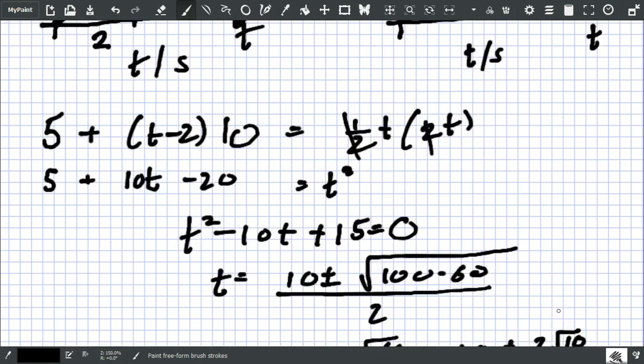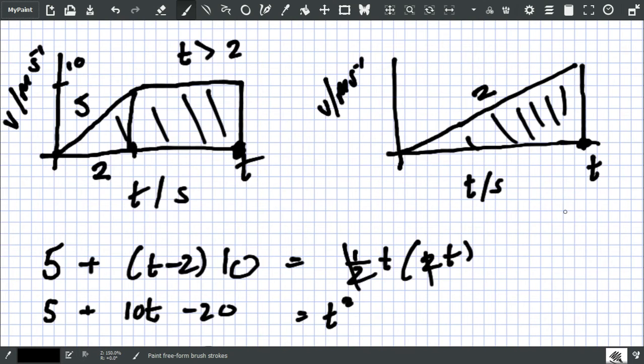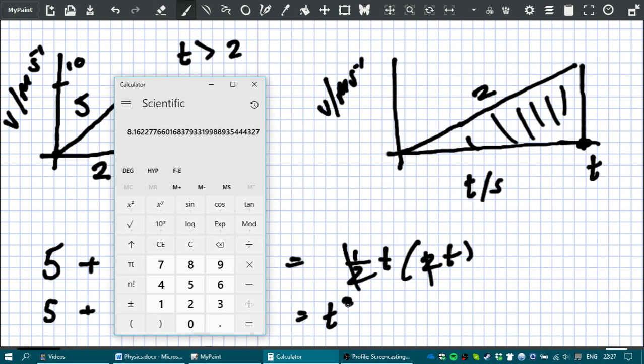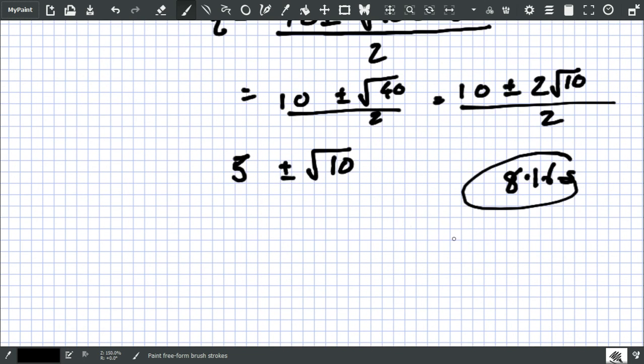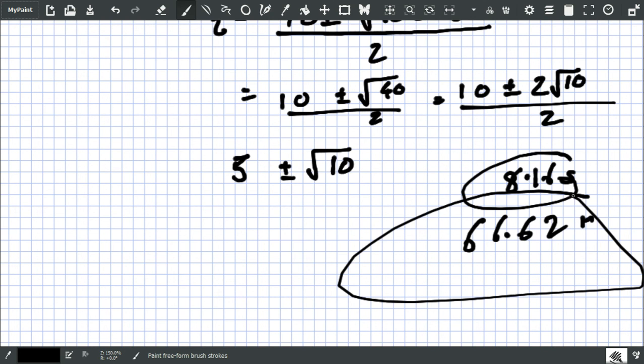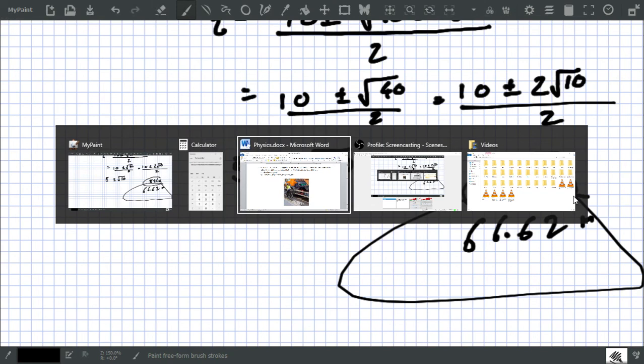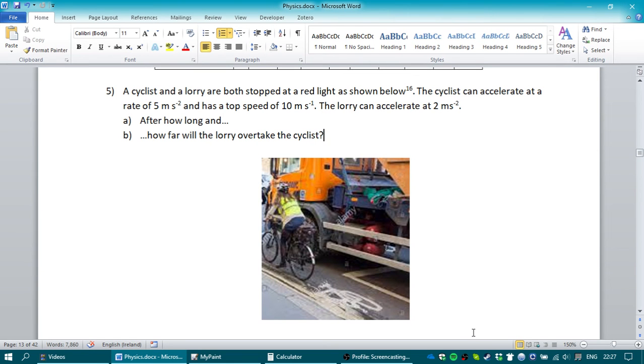And then the distance traveled, so we'll use the second triangle to get the distance because that would be easiest. It's a half the base by the height. So, but actually we just worked it out here. It's t squared. So just square this. 66.62. So the distance traveled is 66.62 meters, and that's our 2 answers there. After how long and how far?